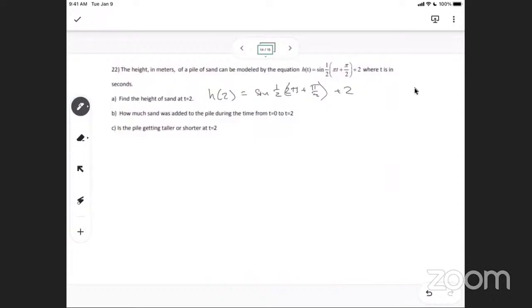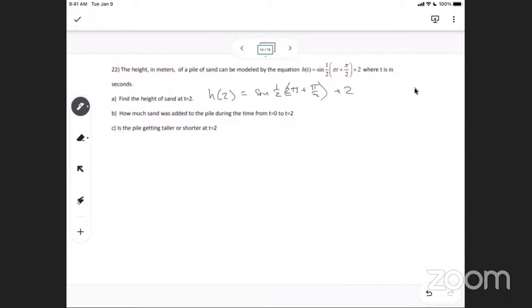I don't know how the volume is related. I don't see an equation for volume. Is it just length times width times height? Well, this isn't a square. It's a pile of sand.